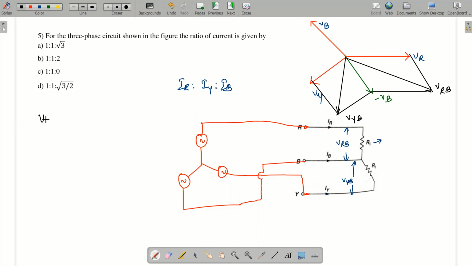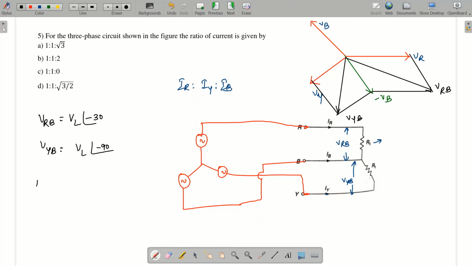Now what can I write? VRB equal to line voltage at an angle of minus 30. VYB equal to line voltage at an angle of... why am I writing it as line voltage? As a summation of two line voltages between the two phases, it will result in line voltage. Minus 90 degrees. So this will be 30, and this will be minus 120 plus 30, so you will get minus 90.